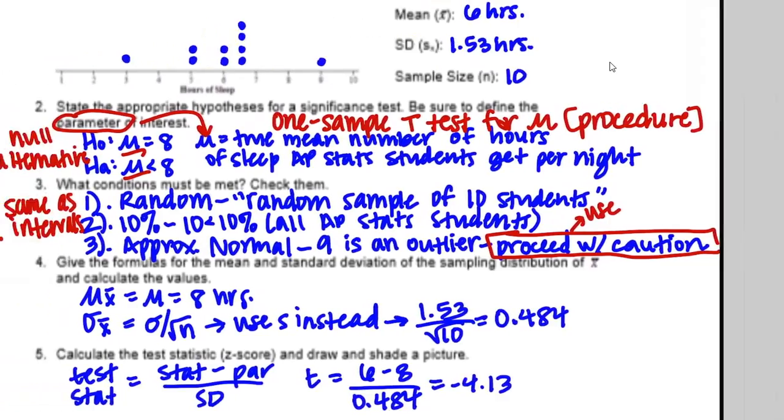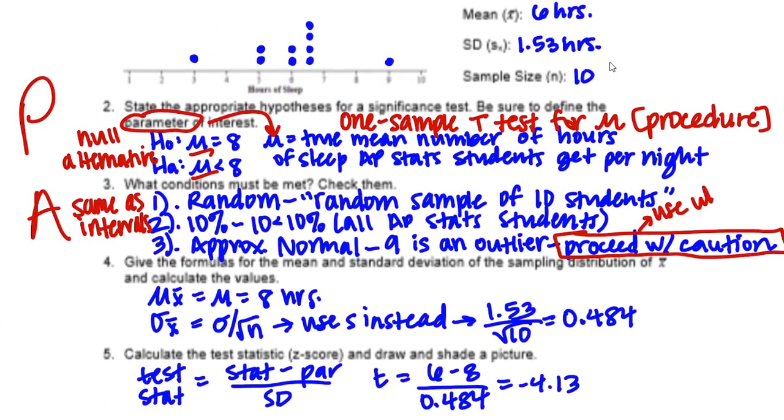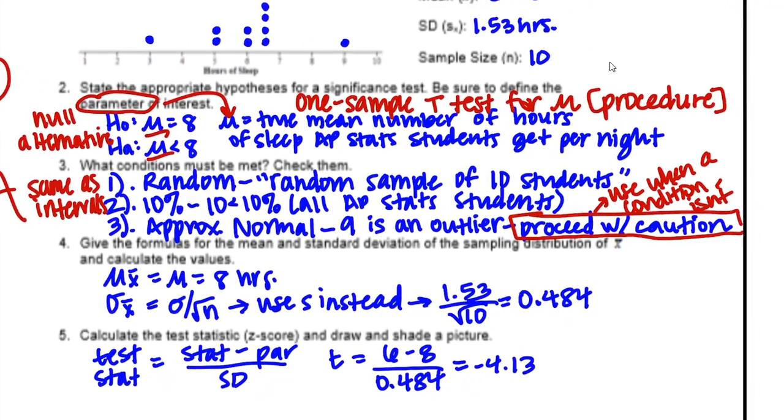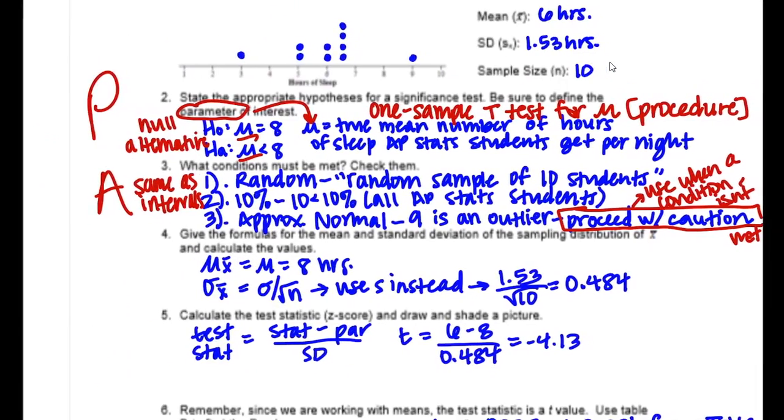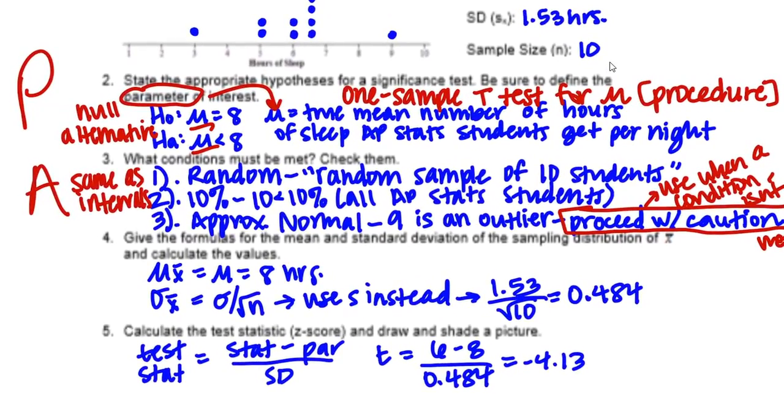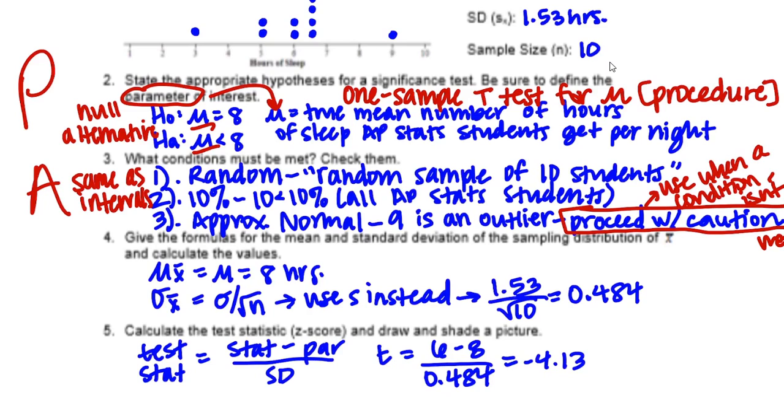So I'm going to say use proceed with caution when a condition isn't met. Now, obviously we would prefer them to be met, but just a couple notes about that. On your AP exam, they will be met. So the last thing I want you to do is make a mistake and then stop doing the problem and say, sorry, can't do it, the conditions aren't met, and then not get any points. So I'd rather you just put a note like proceed with caution and miss the condition part than miss the whole entire problem because you thought it wasn't met.